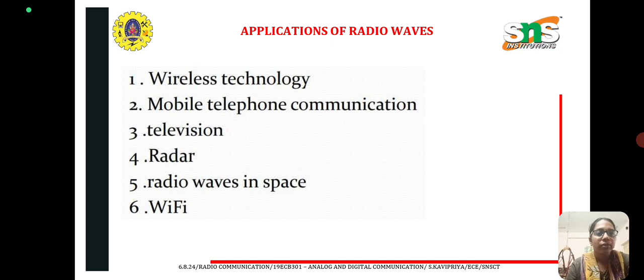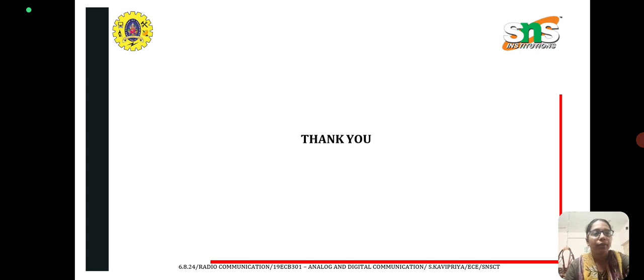Applications of radio waves are: wireless technology, mobile telephone communication, television, radar, radio waves in space, and Wi-Fi. So that's all about the introduction to radio communication.